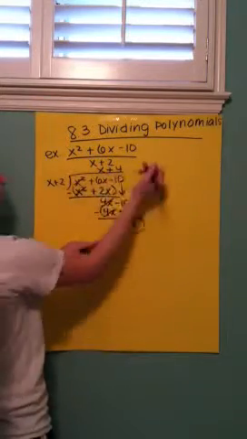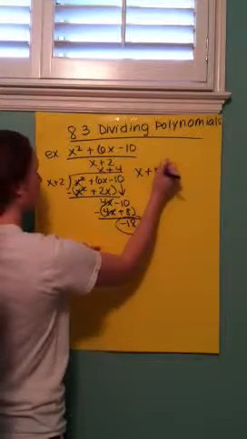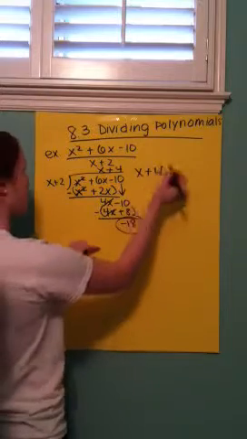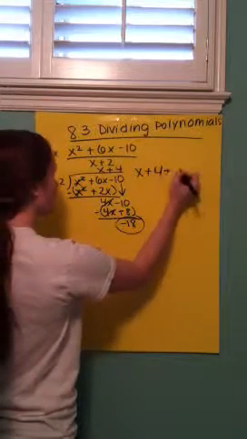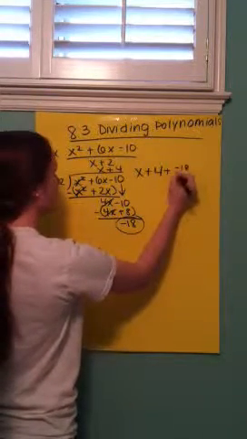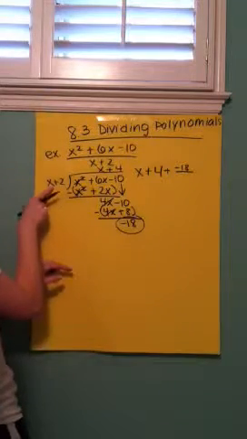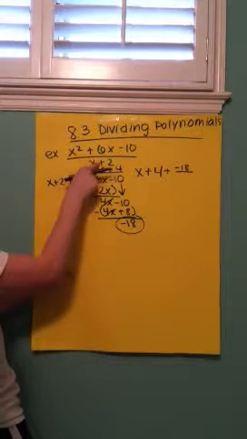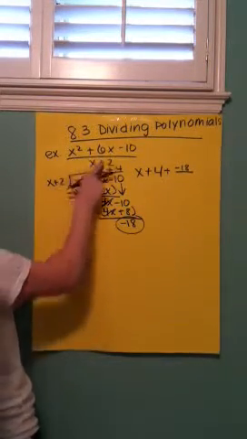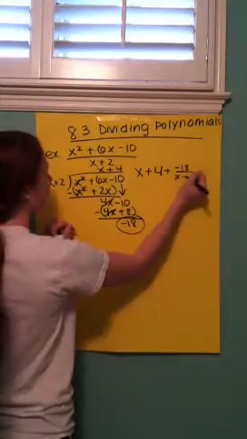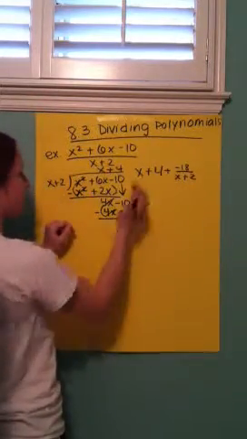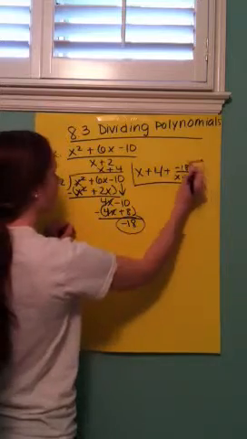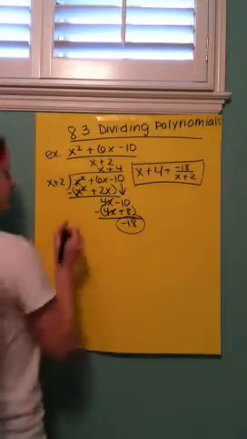Then you'll take your answer on top, x plus 4, and put the remainder, so plus negative 18, over top of x plus 2, your original denominator. So it will remain your denominator of the remainder. So this is your answer for the first example.